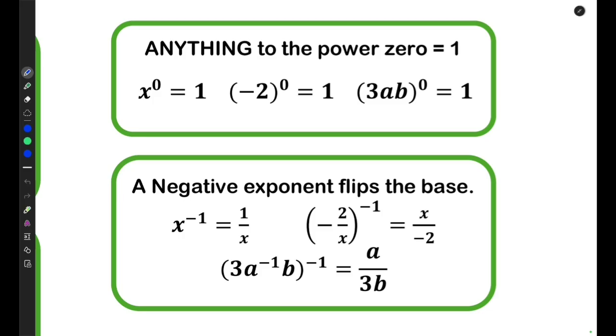If it's an entire bracket to the power 0, the answer would still just be 1. So don't argue, don't wonder why. If anything is to the power 0, the answer would just always be 1.